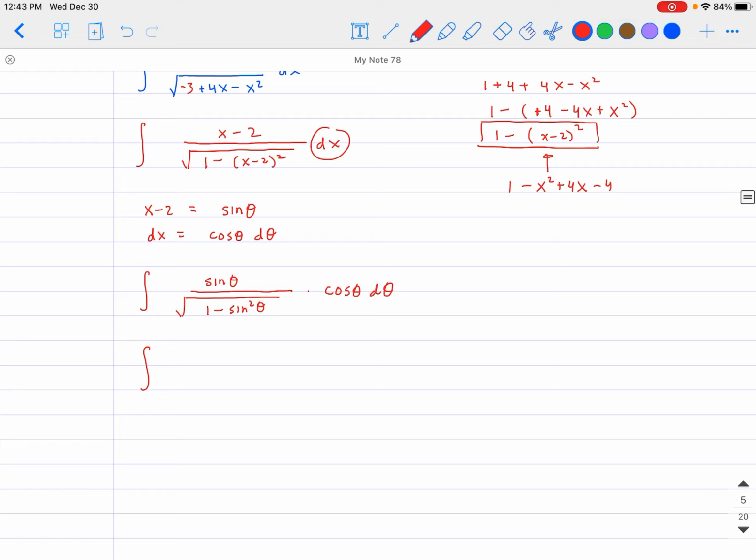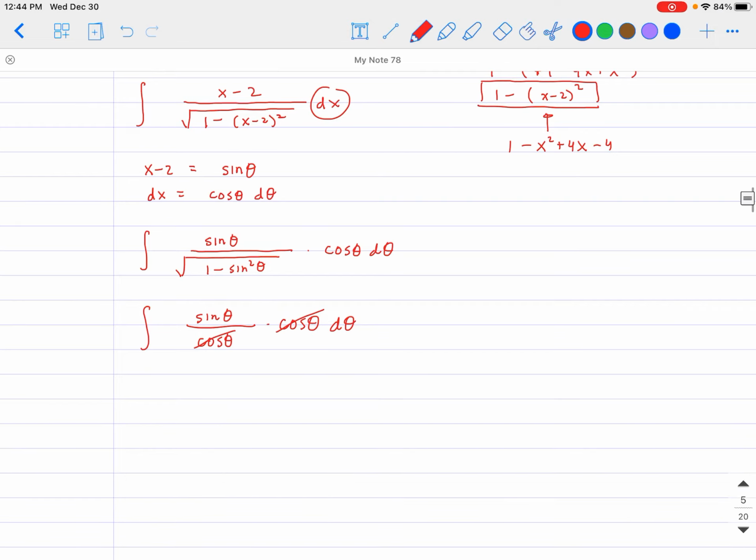Okay, so we keep cleaning this up. Sine of theta is just as is. The bottom part, that is going to be cosine of theta. And the top part, we also have a cosine of theta, which we said every single time will cancel out something over there. So in this case, it's just going to be the integral of sine of theta d theta. Well, that's workable. The antiderivative is going to be negative cosine of theta plus c.